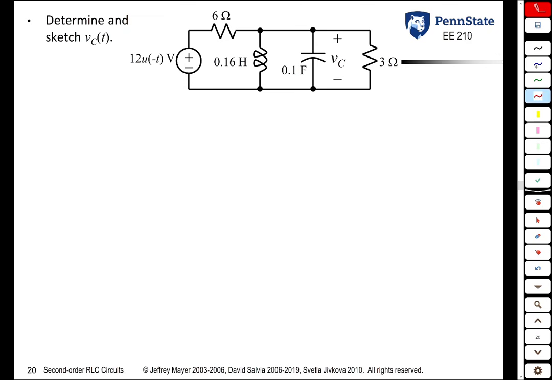Let's do another example. It's actually the same circuit. The only difference is our inductor value is different. So the only change is the value of L. So that's going to change the characteristic polynomial, which is going to change the roots, which is going to change the form of the solution.